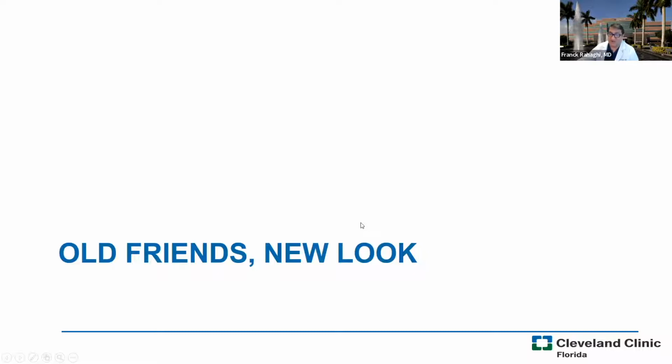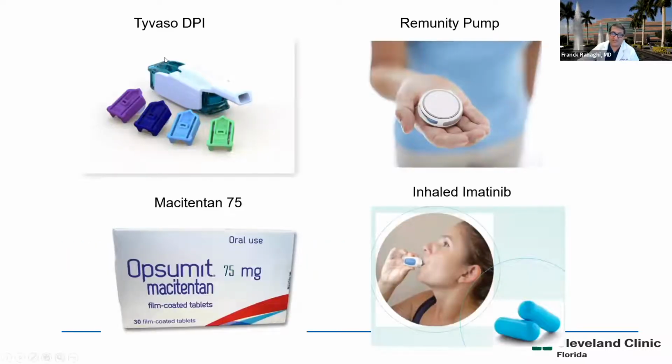Now, actually everywhere. Now, some of our old friends are coming back with a new look. They get a facelift. For instance, Tyvaso here in America was available in a giant nebulizer. Now it's going to be a tiny inhaler. The pumps that were used for Remodulin, we now have this tiny Remunity pump. So discreet and so user-friendly. And then macitentan, hey, we gave you 10 milligrams a day. What's 10 milligrams when you can do 75? Anyway, so high dose macitentan.